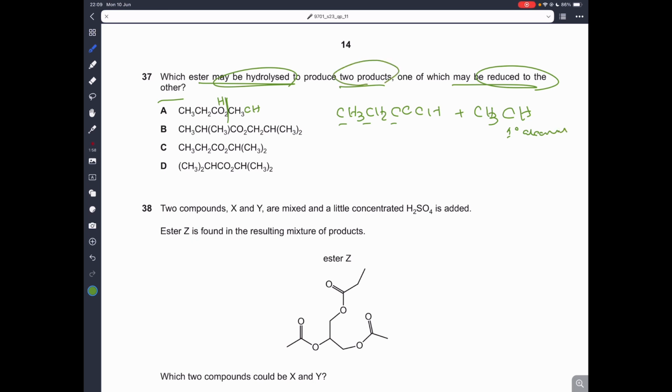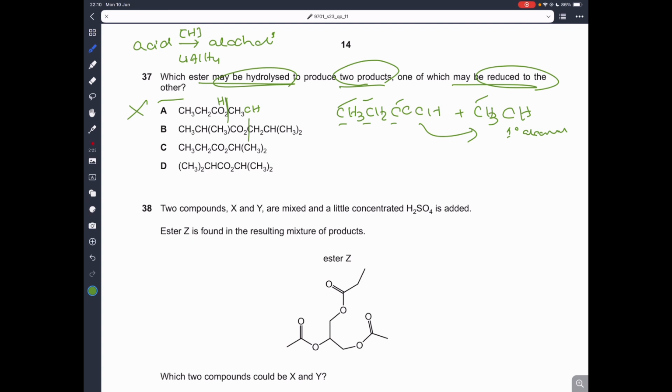So the ester produces two products, one of which may be reduced to the other. Can this acid be reduced to alcohol? It can't. Now, acid can be reduced to primary alcohol via a reducing agent such as LiAlH4. Okay? We cannot do this because there are three carbon atoms. Where did the other two carbon atoms go? We can't do that. A is the wrong answer.